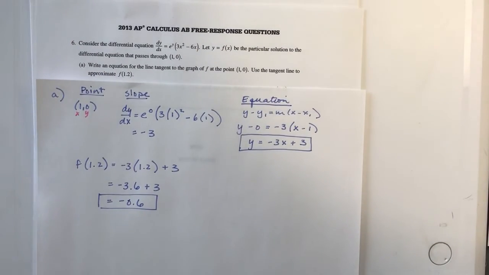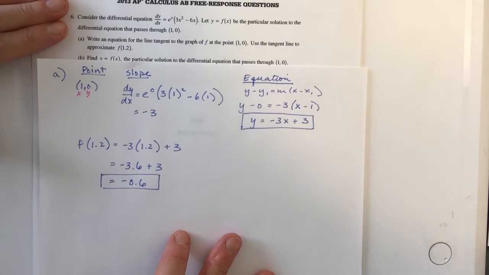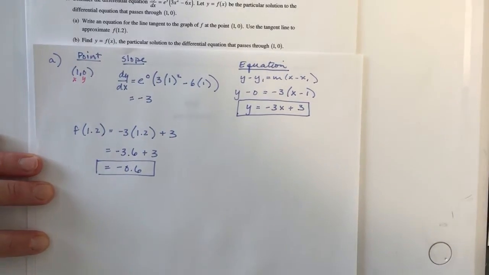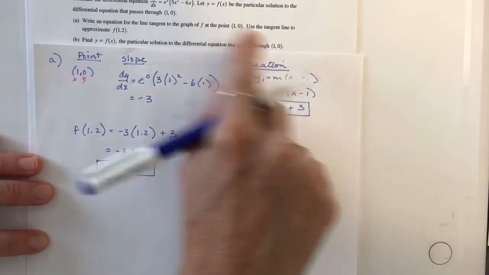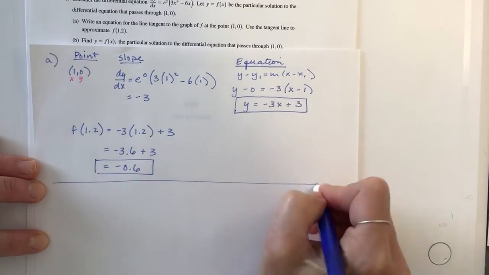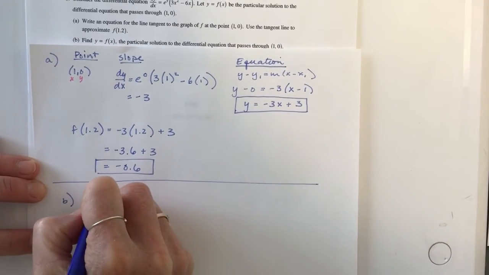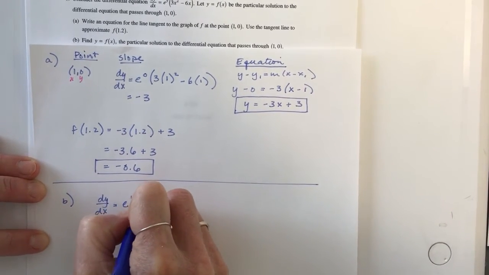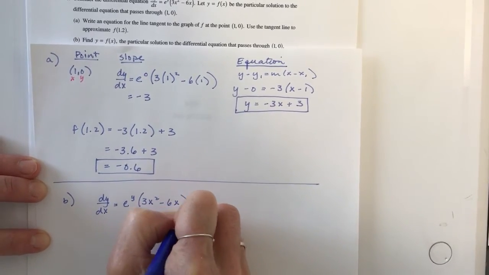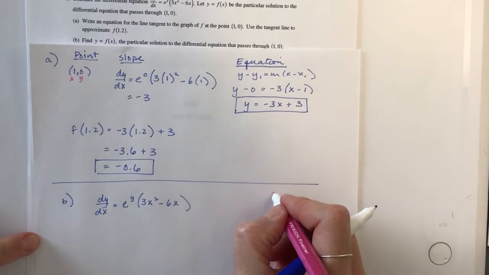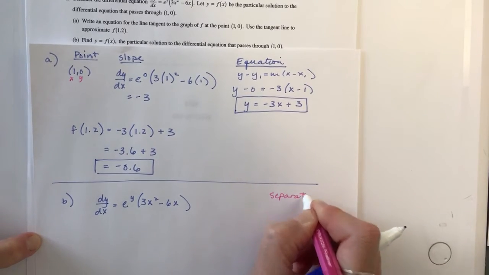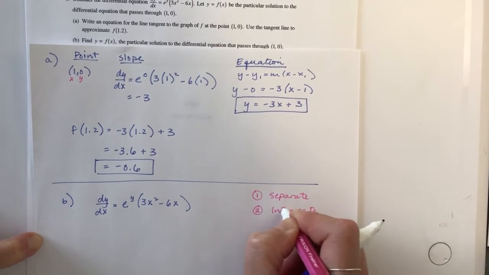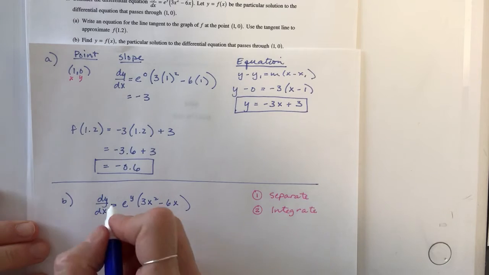Okay. All right, now part B is the fun part, right? Part B here. Find y equals f of x, that particular solution. And they're giving us that initial point. So what's our first step? Particular solution. You got it. Separate the variables, right? Separate, and then integrate. So those are our steps. Right, so we're going to separate the variables.